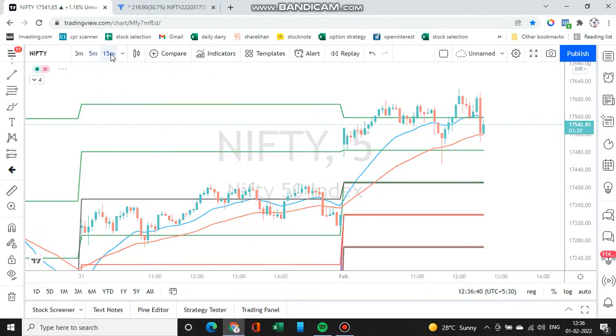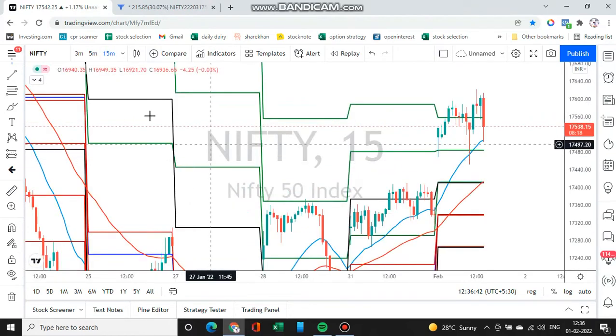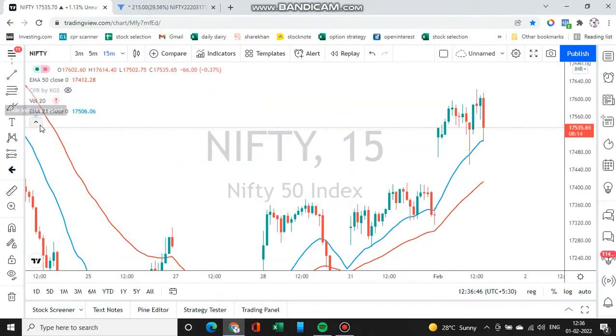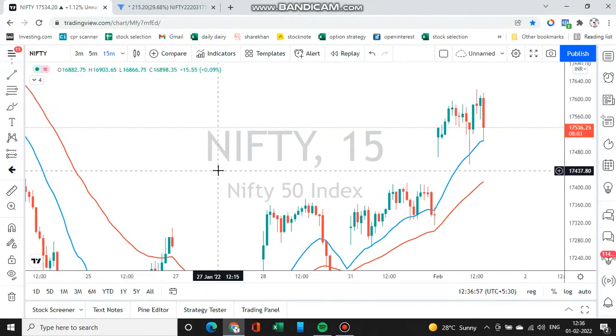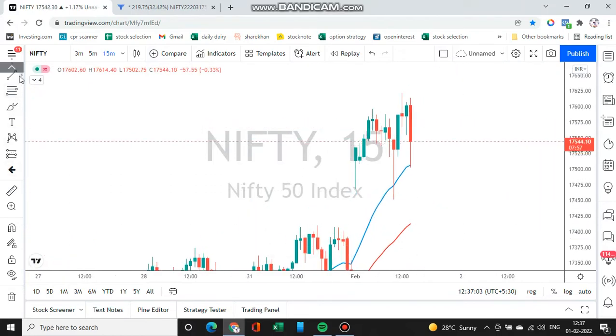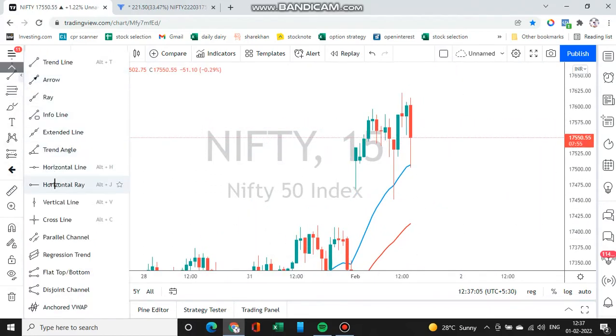Let me go to 15 minutes. Let me hide this CPR. I have three indicators. One is the 21 EMA in blue color, the 50 exponential moving average in red color, and the other one is the CPR, central pivot range. Now I have to mark the high and low of the first 15 minutes candle.